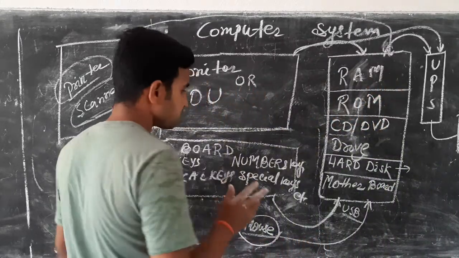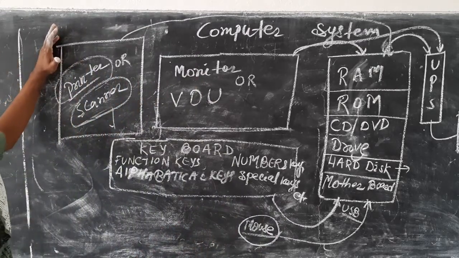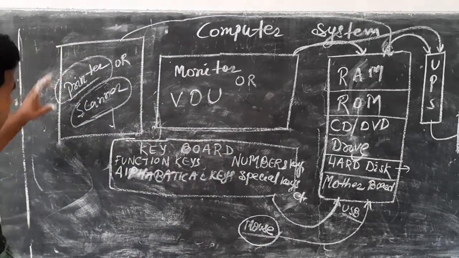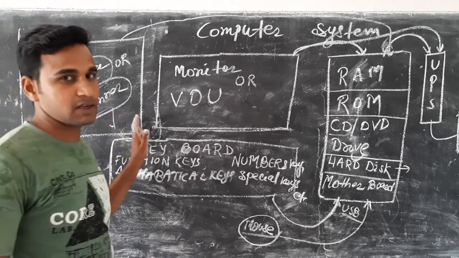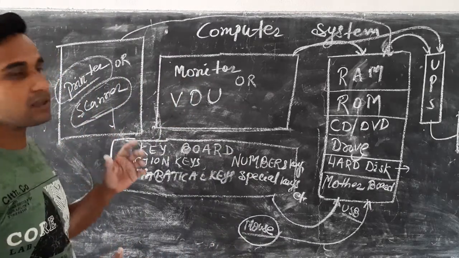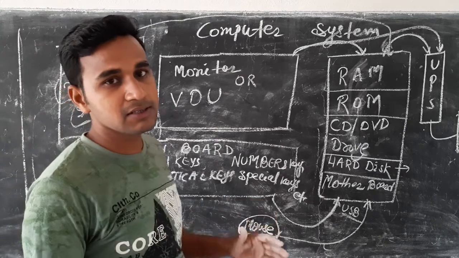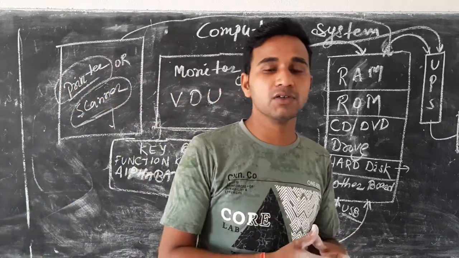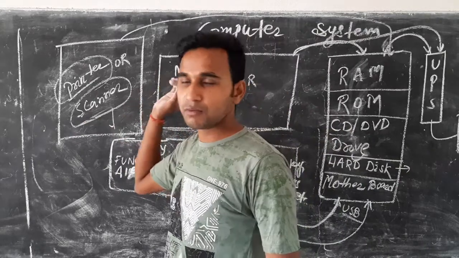Next thing is printer. Printer is an output device. It is also connected with scanner. So this is the input device. Now these days both are available in one device, printer and scanner. Scanner is an input device. Scanned copy is called the soft copy and printed copy is called the hard copy.